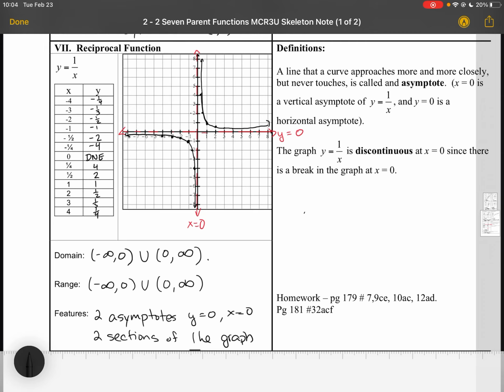On the last part here, there are just two reminders of what an asymptote is and a discontinuity. A line that a curve approaches but never touches is called an asymptote. And we can say that, for example, this graph is discontinuous at x equals 0 because there is a break in the graph. You should be familiar with those 7 parent functions, their shapes, their domain, and their range.